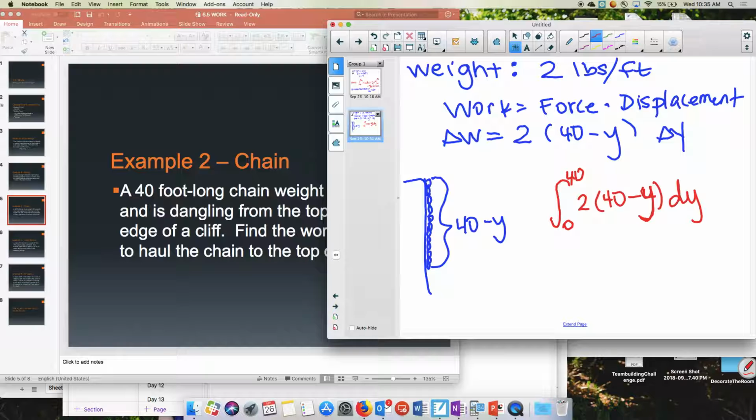There we go. So we could do this without a calculator, but let's just save some time. Joe already did it without a calculator. 1,600 foot-pounds.